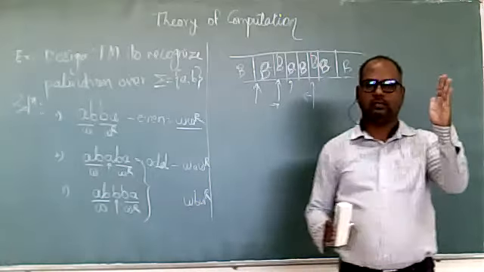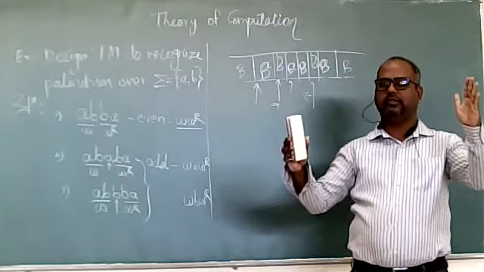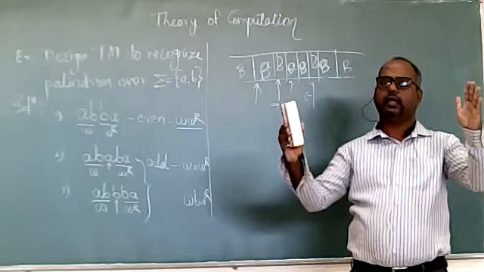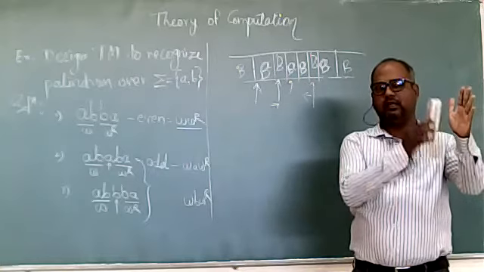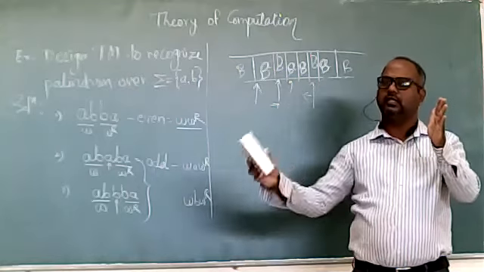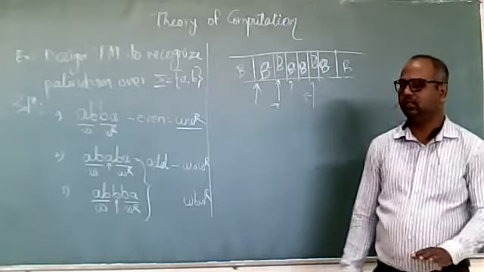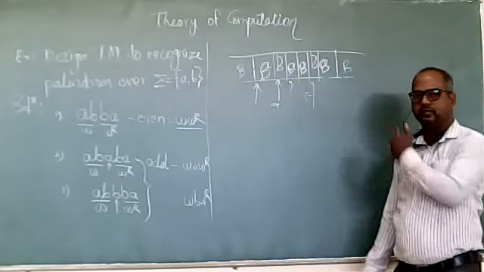Make the first symbol a blank, move to the end, blank, left. That will give the last symbol. Make it blank. Again, come to the first blank, keep it as it is, right. That will give the second symbol. Go to the blank, change the direction, second last. Likewise, we'll solve the problem. Get it?